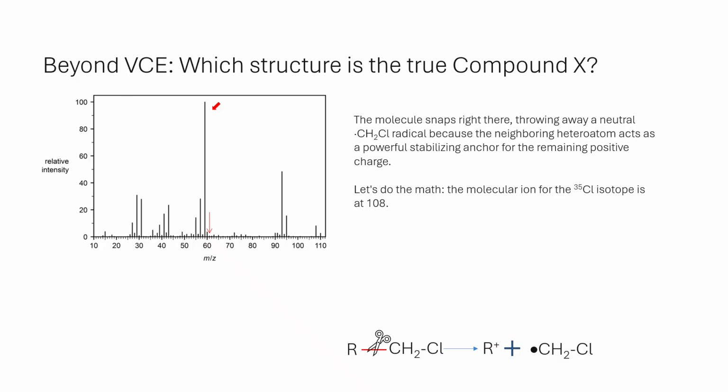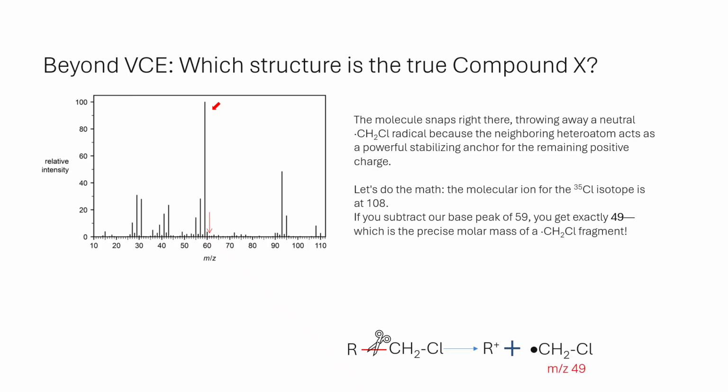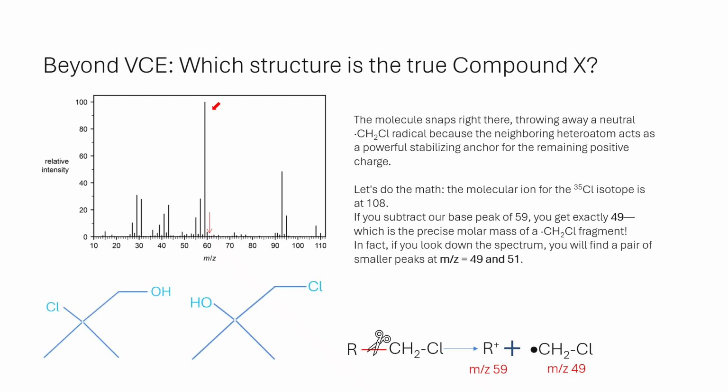Let's do the math. The molecular ion for the 35Cl isotope is at 108. If you subtract our base peak of 59, you get exactly 49, which is the precise mass of a •CH2Cl fragment. In fact, if you look down the spectrum, you will find a pair of smaller peaks at m/z = 49 and 51. Why are they so weak?